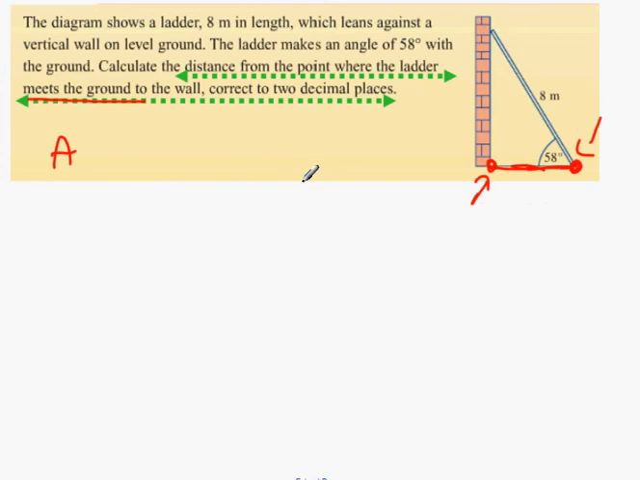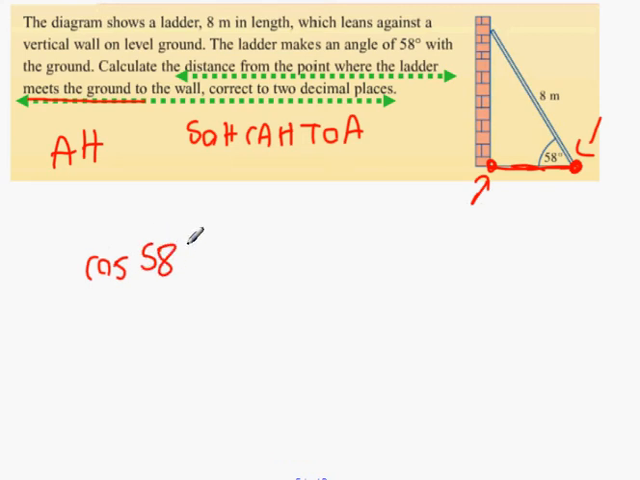What side do you know? You know the longest side, the hypotenuse. So you're working with A and H. Which one are you going to use? Cos. Cos what, guys? Cos 58. It's always the angle, guys, never the length. Cos angle equals what? A, call it A or X, whatever you want, over 8.